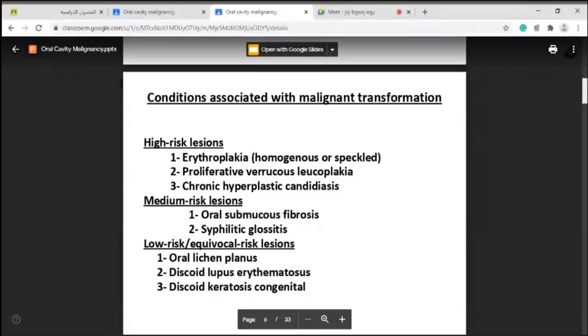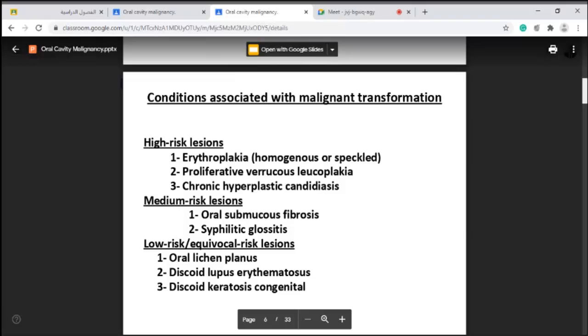There are medium-risk lesions, what we call oral submucous fibrosis and syphilitic glossitis. Syphilis previously was very common and affected a lot of people. Tertiary syphilis, the gumma, may affect many parts, and one of these parts is the tongue. So syphilitic glossitis is pre-malignant. And there are also three low-risk equivocal lesions.